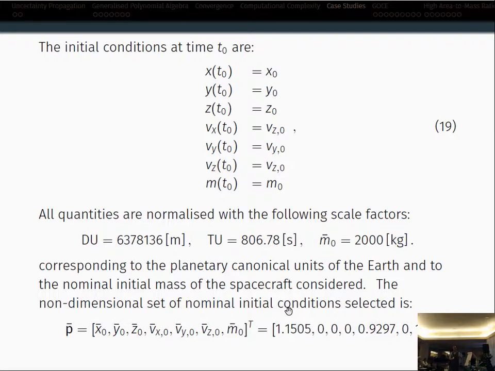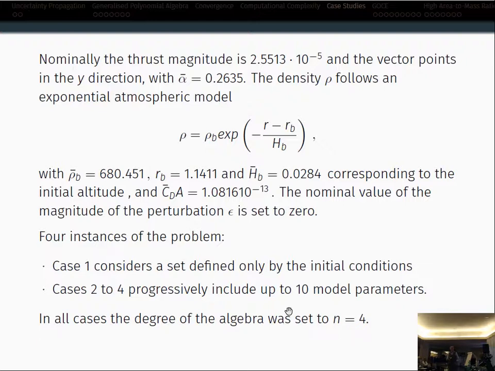Okay, so we define some intervals for the initial conditions and for some of the parameters of our model. We use an exponential model for drag, because it was very simple. Again, we don't want to be physically accurate here, but we want to see what the effect is if we propagate with the algebra. So we studied different cases, and some of them are rather complex because we went up to 10 model parameters that are uncertain. So we wanted a problem that was dimensionally larger than just the six initial conditions.